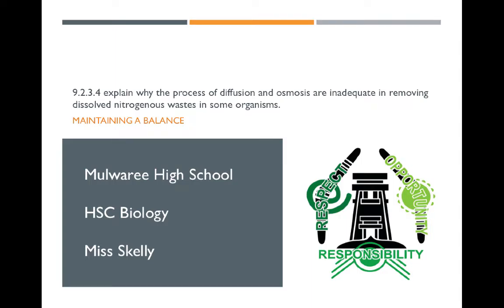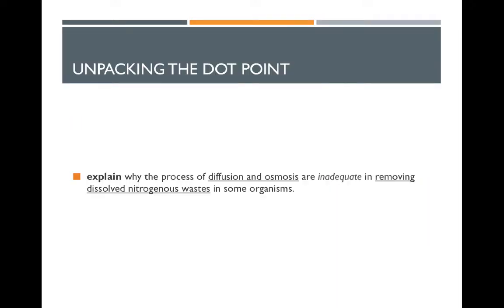Hey there, Year 12. This dot point that we're looking at is 9.2.3.4. Explain why the processes of diffusion and osmosis are inadequate in removing dissolved nitrogenous wastes in some organisms. So let's check out what the dot point is asking us.